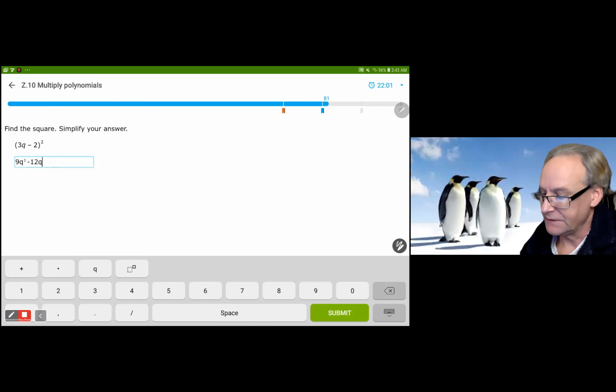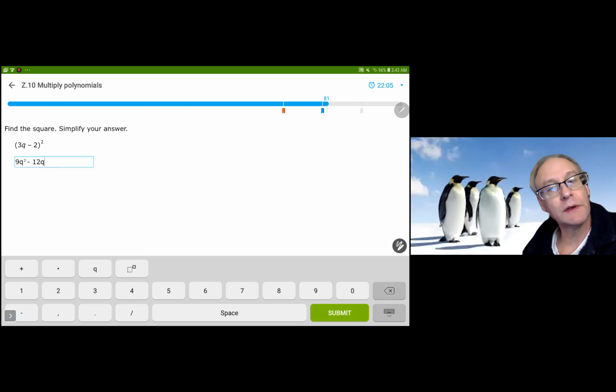12q. It's important that you recognize what's happening with the pattern. Patterns are important. And the plus 4 is the end, because a negative 2 times a negative 2 is a positive 4.